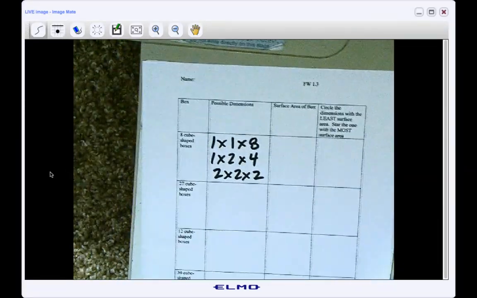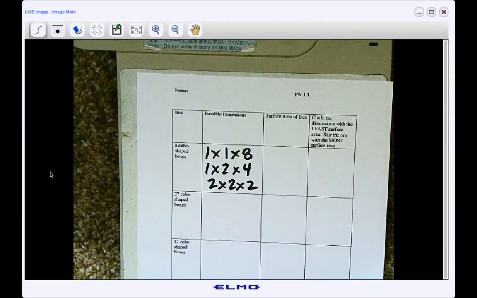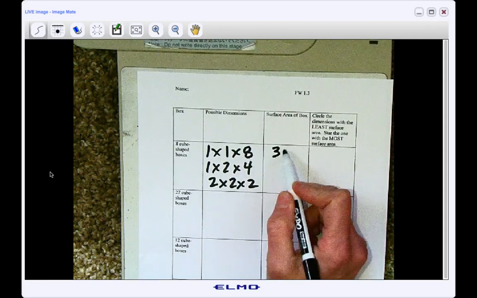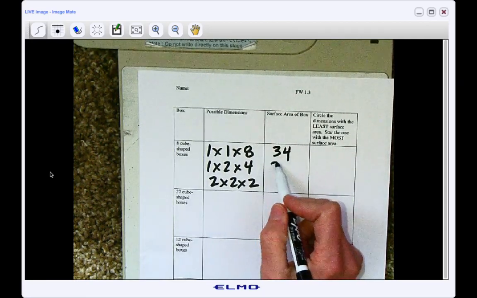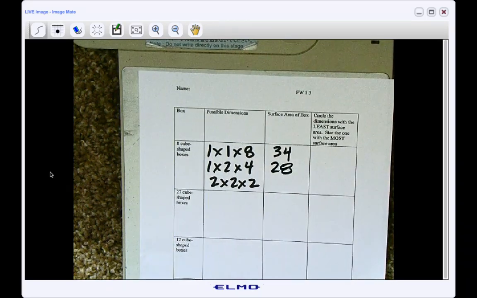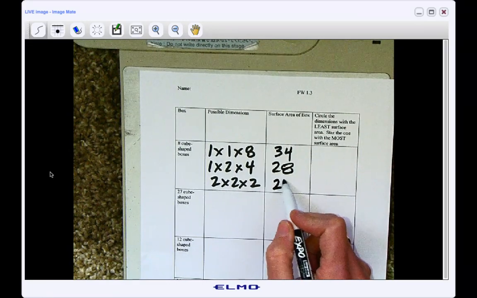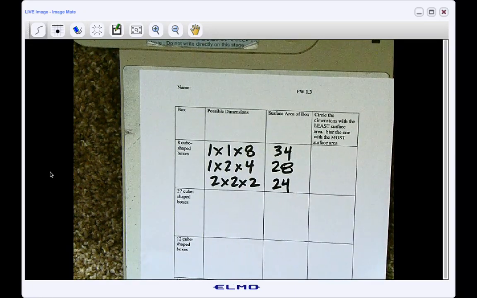Okay, did you find that the surface area of the 1 by 1 by 8 was 34? The 1 by 2 by 4 was 28. And the 2 by 2 by 2 had a surface area of 24. Okay.